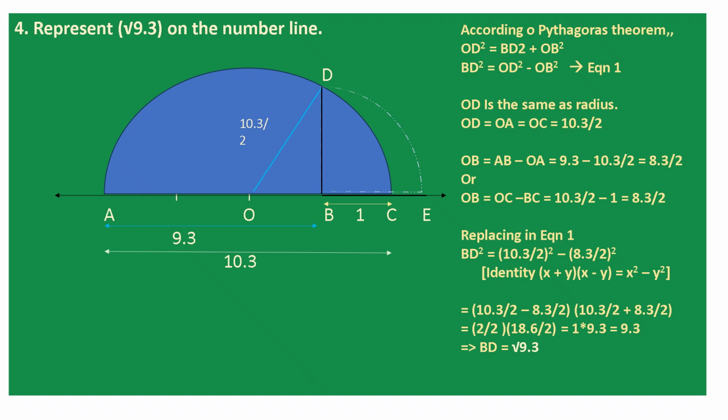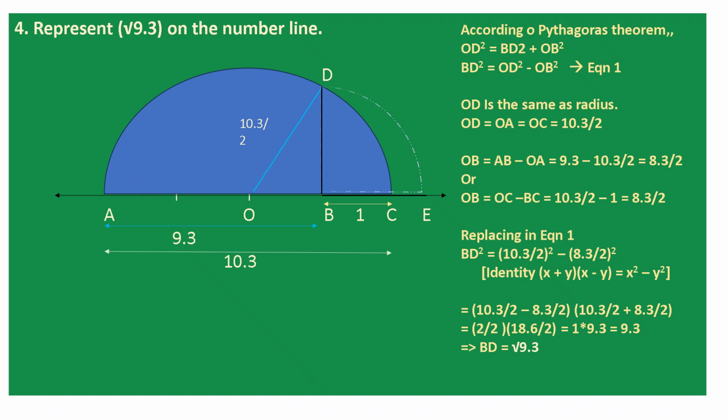Now, why are we using 9.3 plus 1, which is equal to 10.3, as the diameter? Only then we get the radius as 10.3 by 2, and you can use this measurement as the hypotenuse.